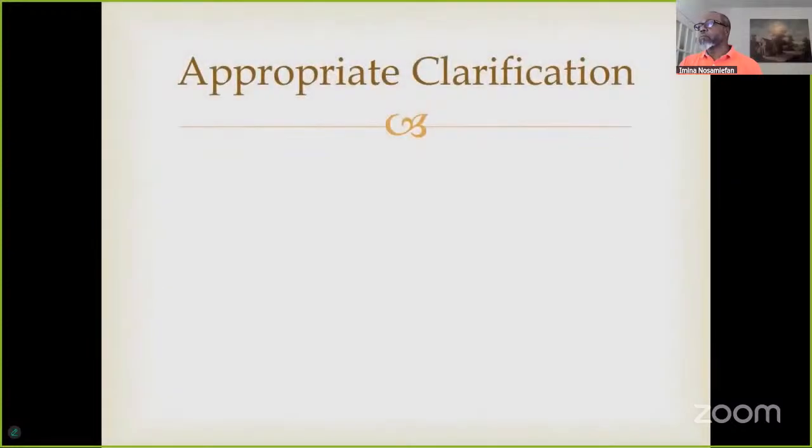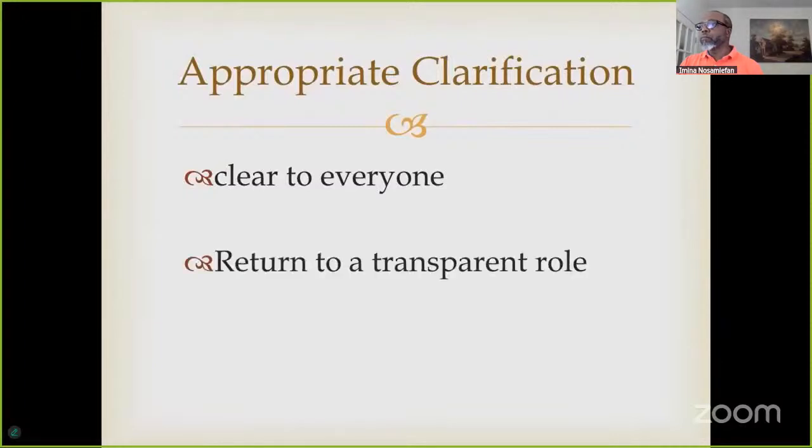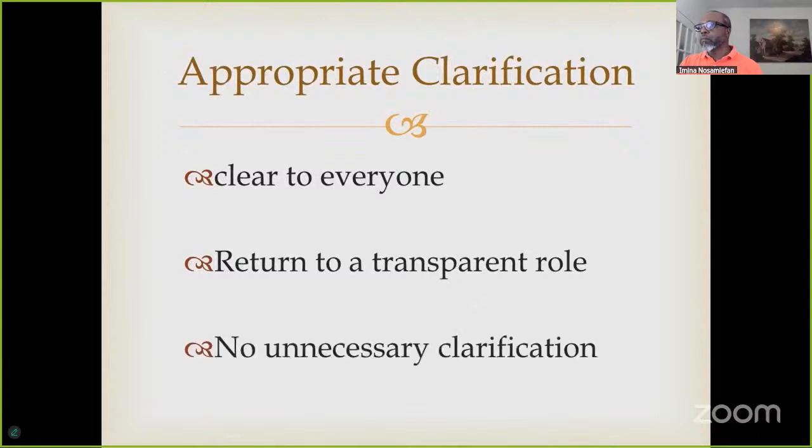In conclusion, be a proactive interpreter that uses appropriate clarification. Make sure that your clarification is clear to everyone. Always return to the transparent role immediately after clarifying, and do not insert yourself into the session unnecessarily.